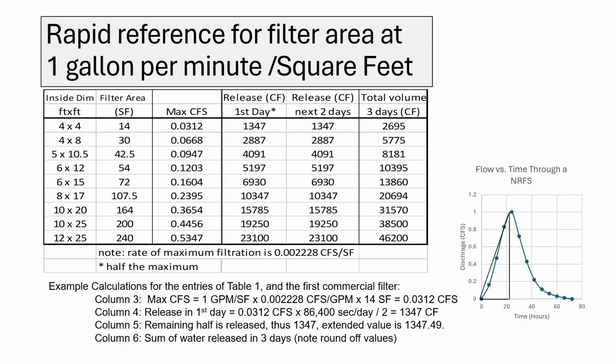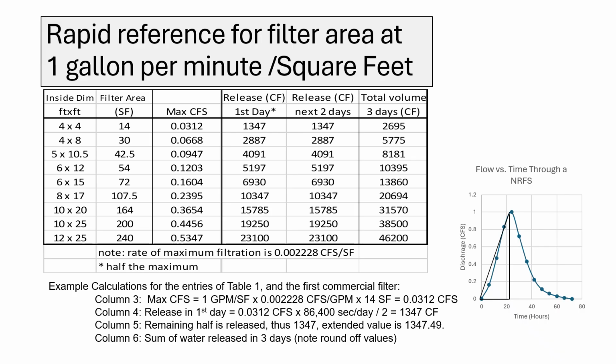Column 4 calculates the volume released in the first day. You take that maximum flow of 0.0312 cubic feet per second, multiply by 86,400 seconds in a day, and then divide by 2 to account for the fact that only half the stored volume is released in that first day, arriving at 1,347 cubic feet.